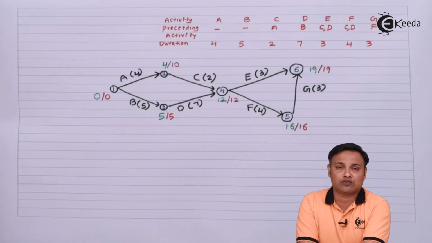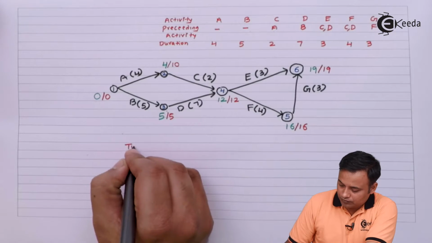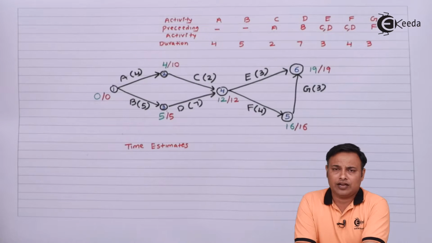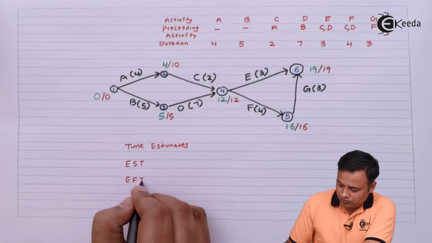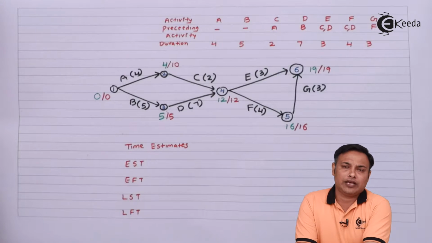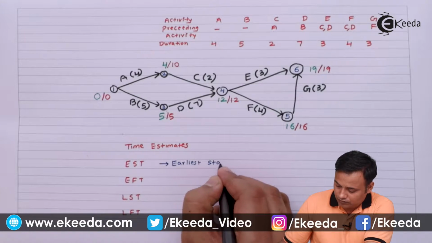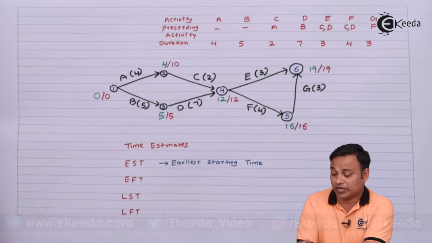Now how they are useful while calculating some estimates called the time estimates. We have 4 different time estimates. First one is EST. EST stands for earliest starting time. EFT stands for earliest finishing time.